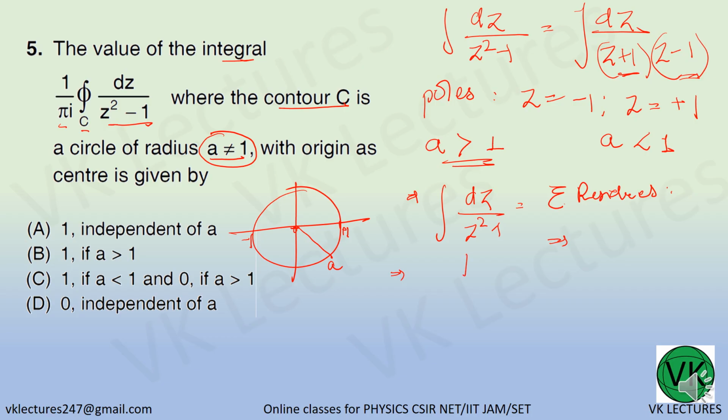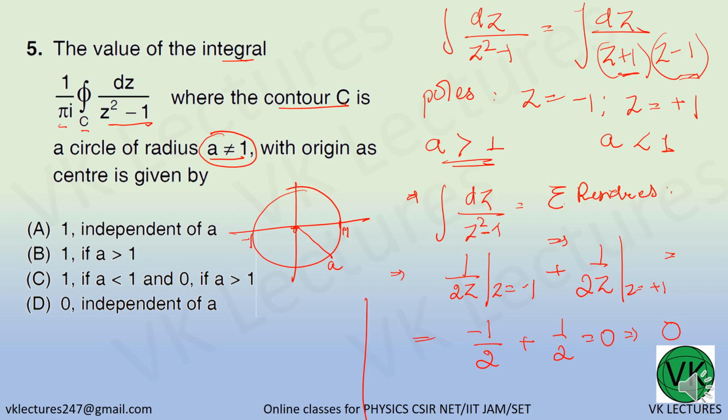Integral of dz divided by z squared minus 1. Take the differentiation of z squared minus 1, that will be 2z. At z equal to minus 1 we get 1 by 2z, which is minus 1 by 2, plus 1 by 2z at z equal to plus 1, which is 1 by 2, which is equal to 0. So the integral is 0.